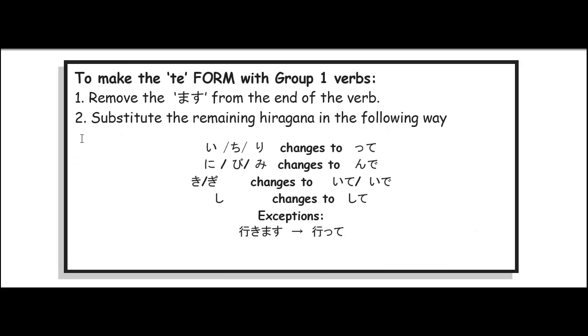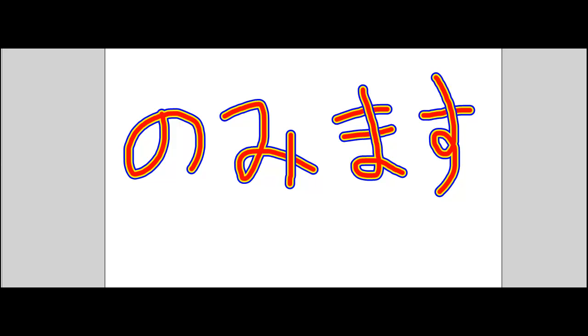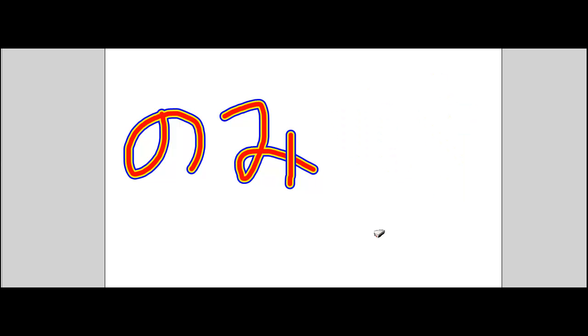Okay, let's have a look how we're going to make verbs into the te form. Well, we're going to focus first of all on group 1 verbs because they're the hard ones. And this is what you do. First of all, you take your group 1 verb and you remove the mas from the end of the verb. That makes what we call the verb stem. Okay, here's our verb. Let's take nomimasu, to drink. Now we're going to remove the mas from the end. Okay, there we are. It's gone.